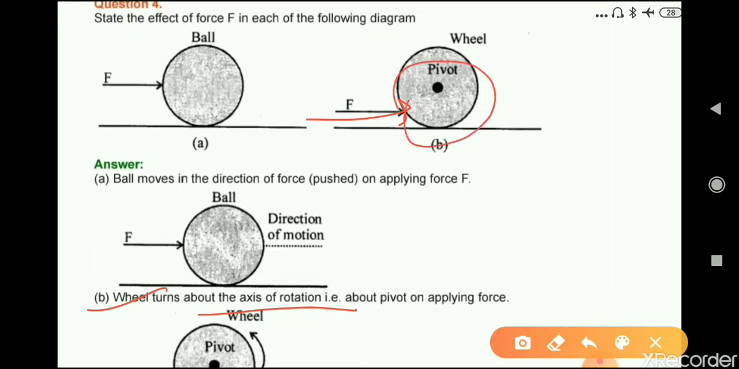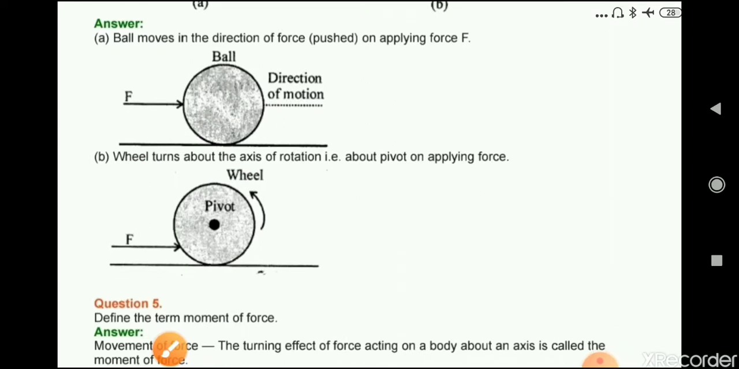Okay. Now question number 5. Define the term moment of force. So the answer is, the turning effect of force acting on a body about an axis is called moment of force. Okay. This is answer number 5.